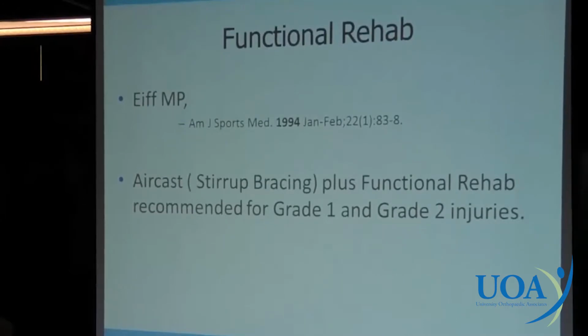Functional rehab. There was a study in the American Journal of Sports Medicine in 1994 where they tried using an air cast plus functional rehab for grade 1 and grade 2 injuries. This type of splinting or wrapping helps to keep the ankle moving, up and down as far as dorsiflexion and plantar flexion, and limits their ability to have lateral rotation.